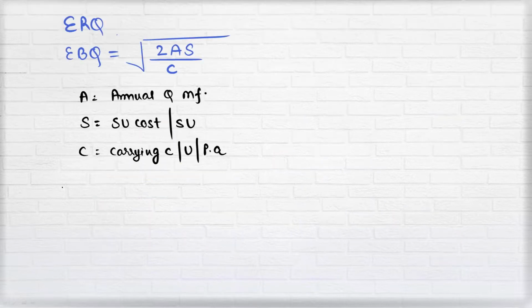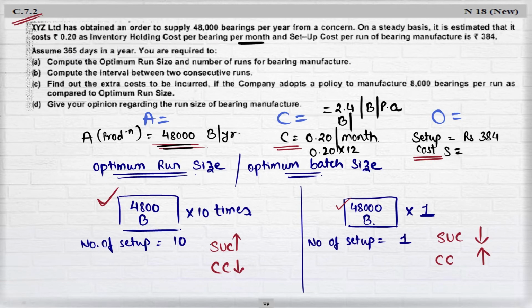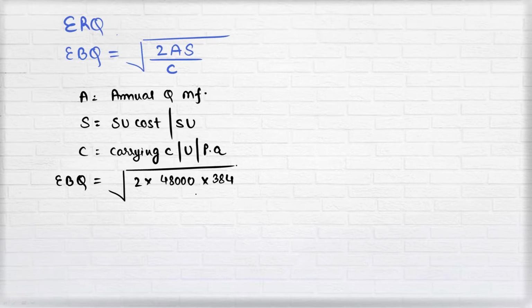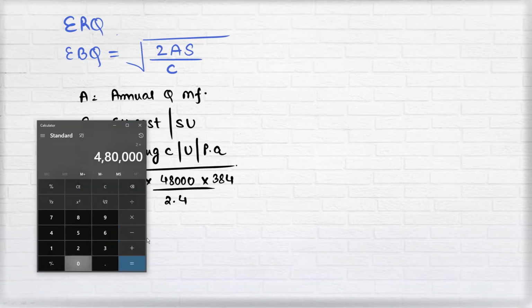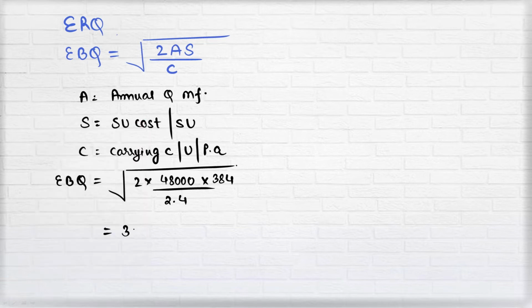I can find out economical batch quantity. 2 multiplied by 48,000 bearings multiplied by 384 divided by 2.4 is equal to 3919.18. You cannot have this batch size, right? Batch size cannot be in decimal.